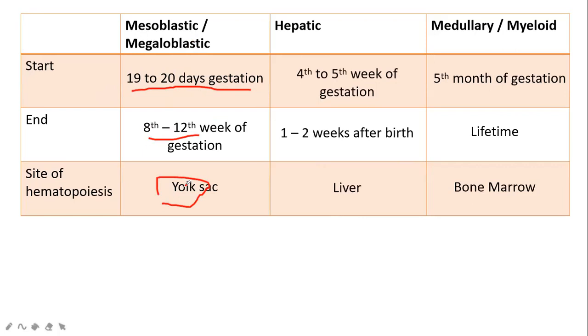Then we have your hepatic phase. So the hepatic phase will start at around the 4th to 5th week of gestation, and then it will end 1 to 2 weeks after birth, and the site of hematopoiesis is in your liver. And then we have your medullary or your myeloid phase, which occurs in the 5th month of gestation, and then it will not end. So forever na siya diha mag-occur, or the rest of the hematopoiesis occurs in your myeloid or in your medullary phase. And ang iyang site of hematopoiesis is your bone marrow.